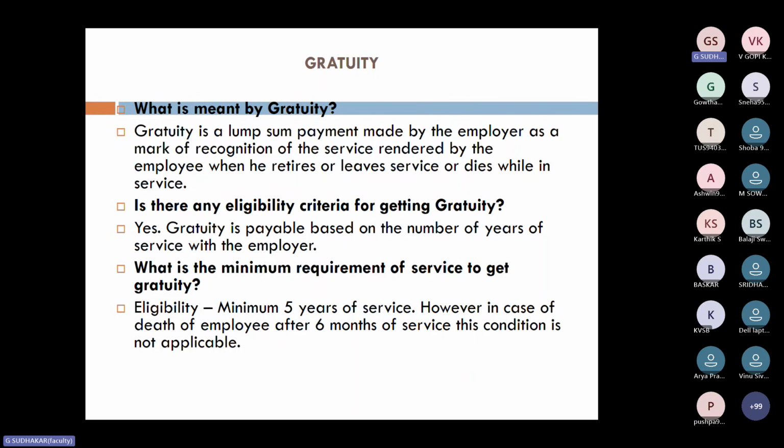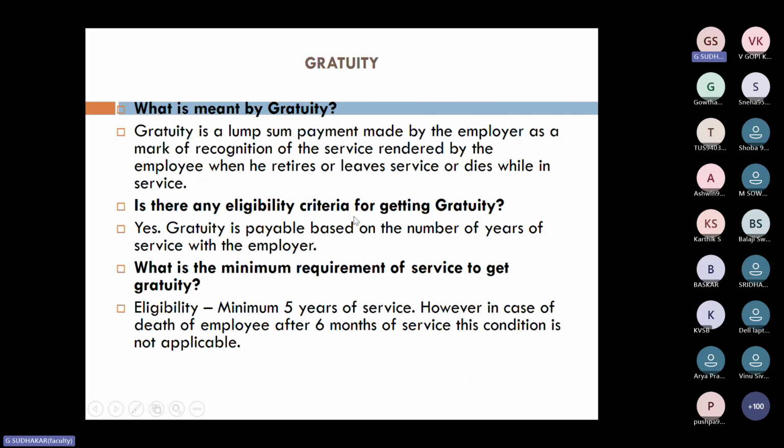We are moving to gratuity, pension, family pension. What is meant by gratuity? Gratuity is a lump sum payment by the employer as a token of recognition of service rendered by him for the past years. And when he leaves the service or dies during service, a lump sum amount is calculated and it is handed over to the legal heirs or to the employee according to the nature of termination, nature of exit. This is a frequently asked question.